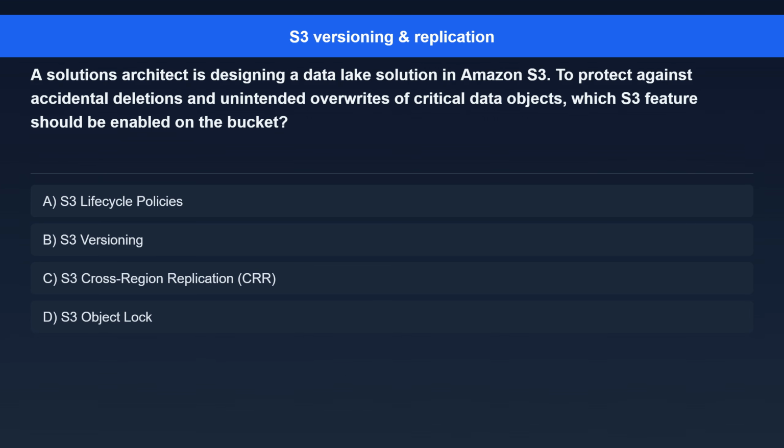Question 1. A solutions architect is designing a data lake solution in Amazon S3 to protect against accidental deletions and unintended overwrites of critical data objects. Which S3 feature should be enabled on the bucket? Option A, S3 lifecycle policies. Option B, S3 versioning. Option C, S3 cross-region replication, CRR. Option D, S3 object lock.